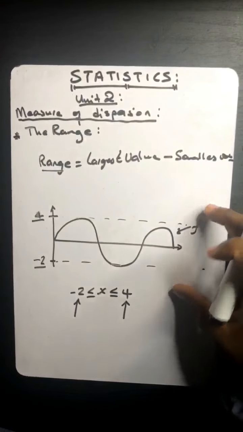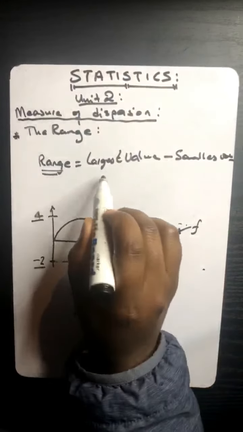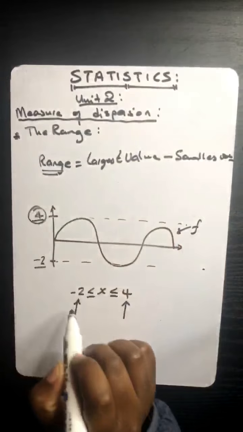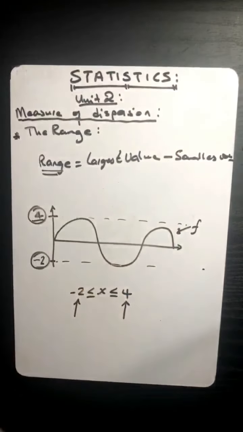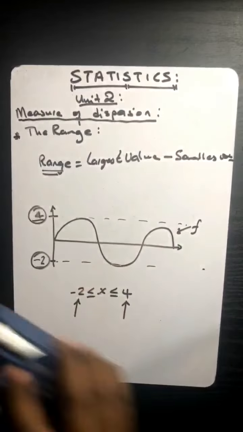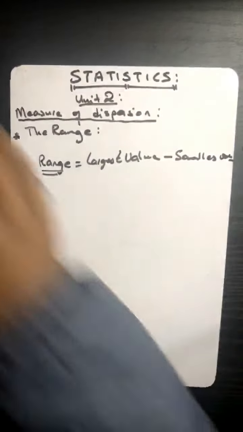So what you need to be aware of is that when we talk about the range, we consider the largest or the biggest value and the smallest value. But in this case, this is how you write it. You don't need to be calculating anything over there.